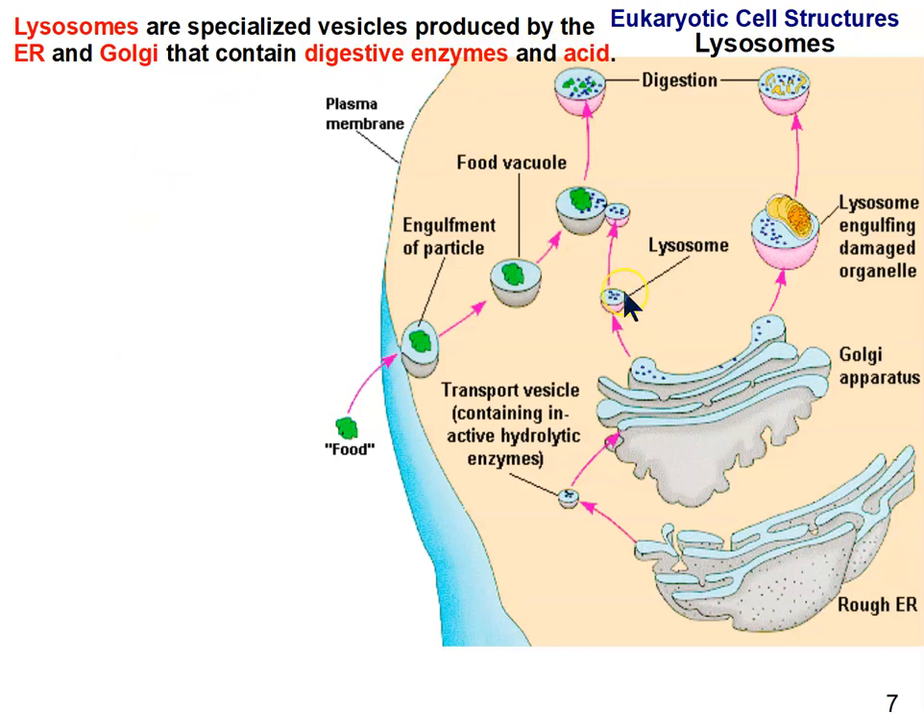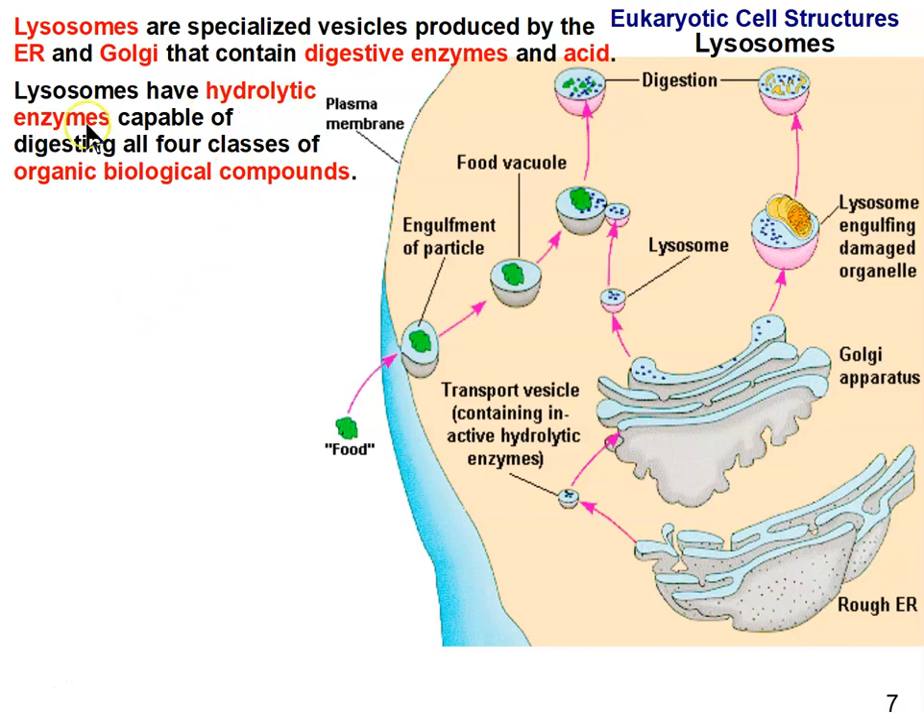So you can kind of think of these vesicles known as lysosomes, and they're called lysosomes. Somes means body, lys means to burst, or break. And in this case, they're breaking down compounds that are contained within other vesicles. So they have hydrolytic enzymes. Remember, hydrolysis is the process of breaking polymers apart, breaking the bonds between the molecules that are making up polymers. And they break down all of the 4 classes of organic biological compounds.